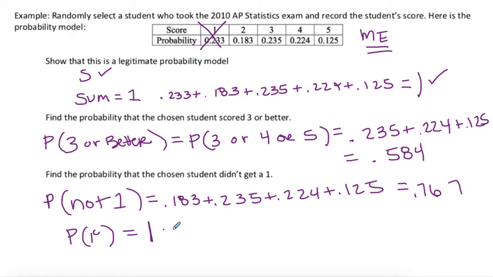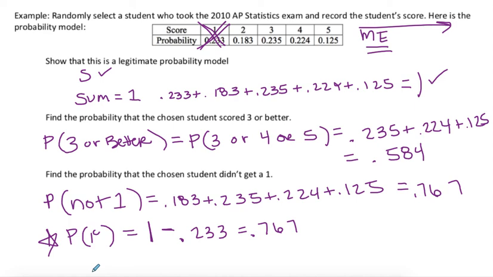Or I can use my complement rule and say, okay, everything but this. So 1 minus the 0.233, which also gets me the 0.767. You don't have to show both methods, but sometimes when we have lots and lots of different outcomes in our sample space, we want to know that that's an option when we have it.